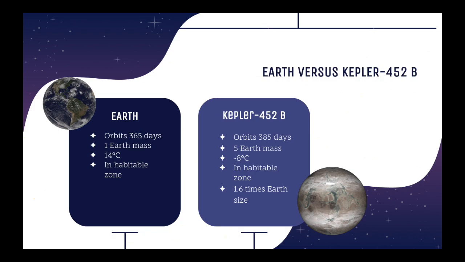One Earth mass is equal to 5 Earth masses on Kepler 452b. The Earth temperature is 14 degrees Celsius, and on Kepler it will be minus 8 degrees Celsius. Both Earth and Kepler are in the habitable zone. One more difference is that Kepler is 1.6 times the size of the Earth.